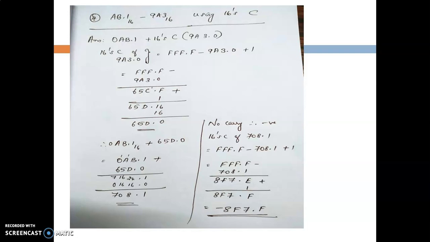So this is how you perform subtraction using the 16's complement method. This is applicable to every number system. In order to find the R's complement, just take the R's complement of the subtrahend, then add it to the minuend and do the steps. Okay, so that's it. Thank you.